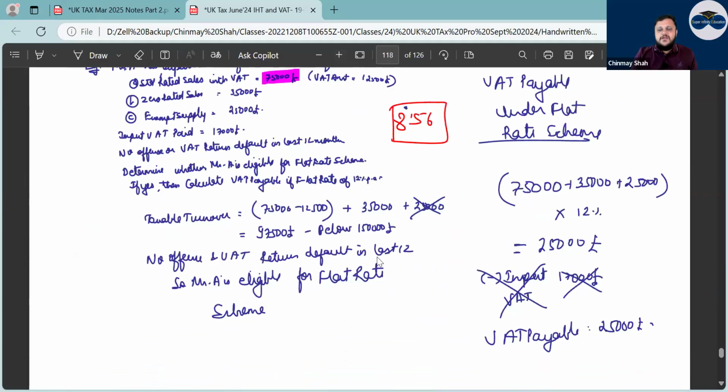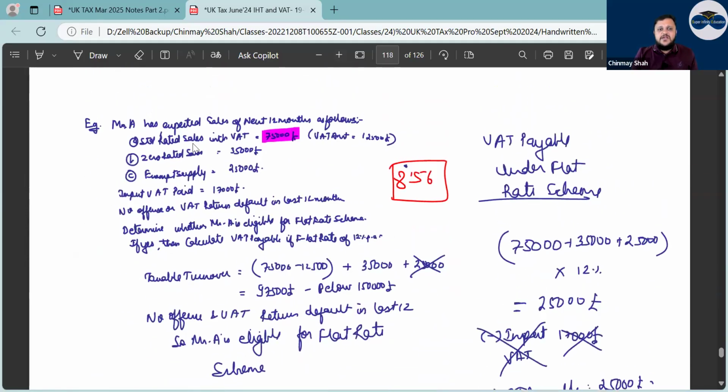What is taxable supply? Have a look: standard rated sales plus zero rated sales. Those are taxable supplies. So what is the taxable turnover?